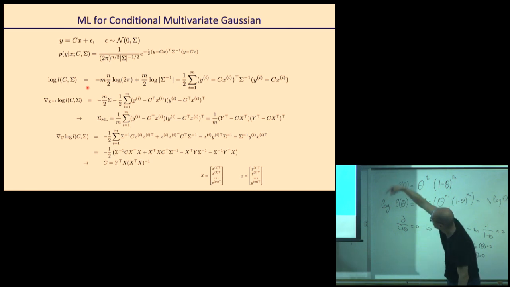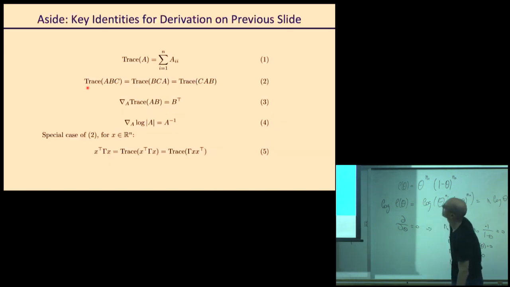If you actually want to work through this and get this result, here are some key matrix identities that are useful. Otherwise, you probably won't get to this result. These are things that you at some point might have derived in a previous class, or might have never derived. It might be a surprise right now.